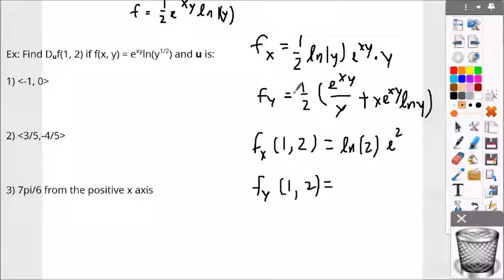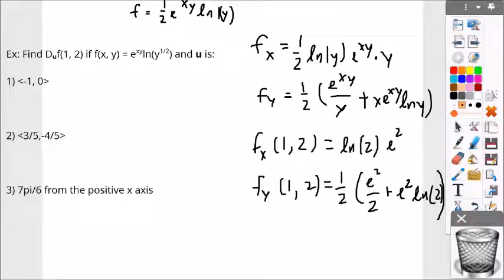F sub y is 1/2 times e squared over 2, right, because y is at the bottom, plus e squared natural log 2. I hope I did that right. I really hope I did that right. So that is your f sub y.